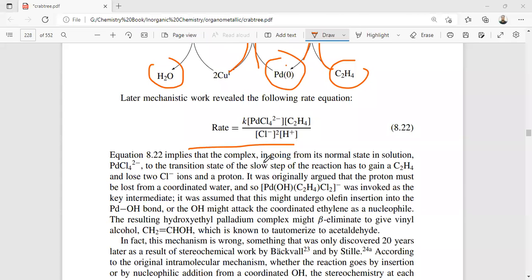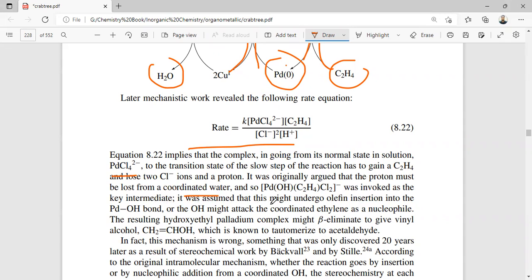This equation implies that it is going from a normal state of solid PdCl4 minus to the transition state of the sorbitol type of the reaction, which has gained C2H4 and lost 2 Cl ions and a proton. We originally argued that the proton must be lost from the coordinated water. So the palladium OH C2H4Cl2 is invoked as a key intermediate.